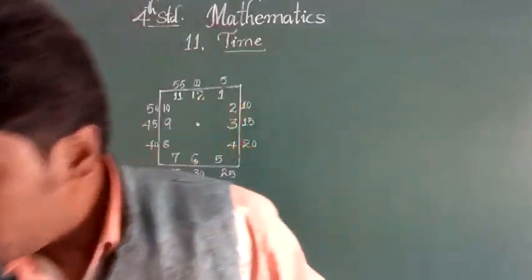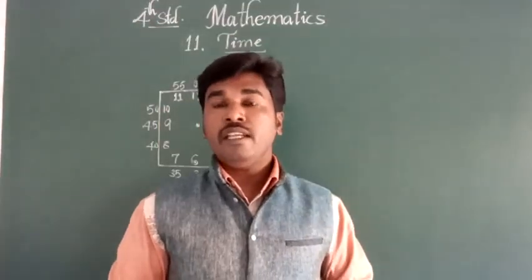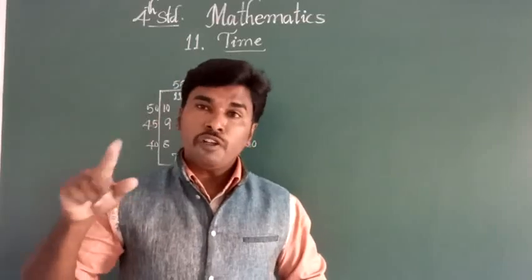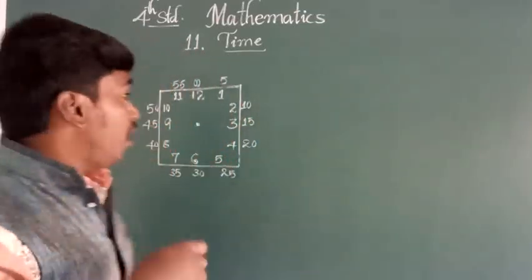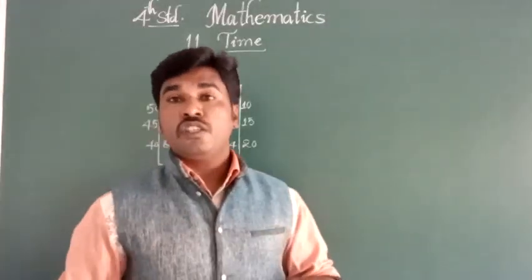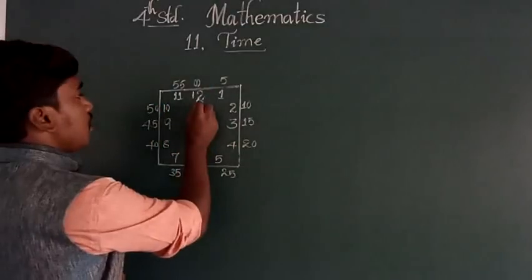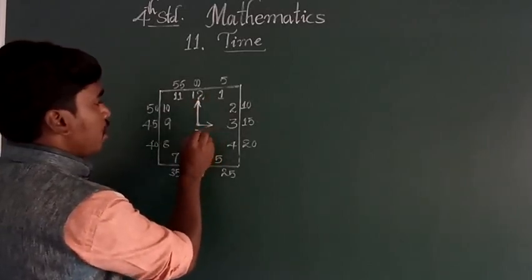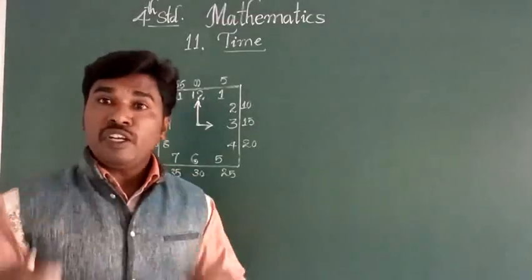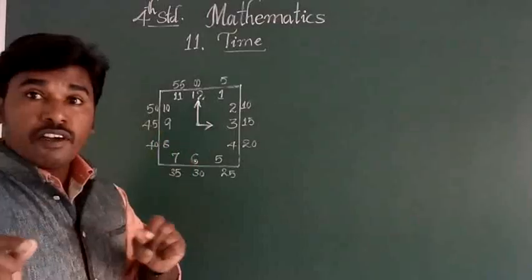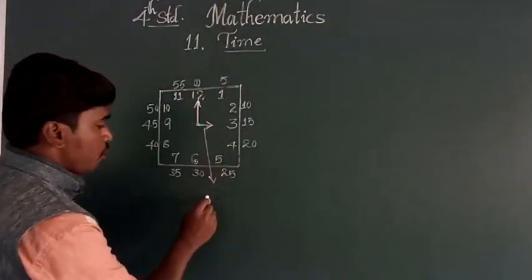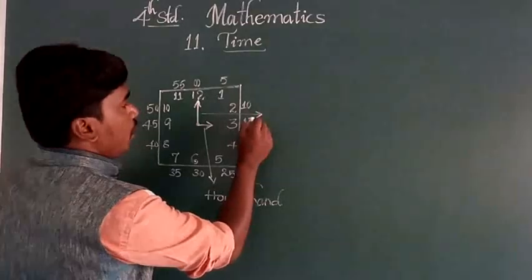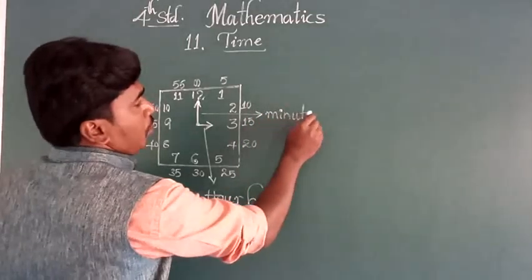Here, in a 12 hour clock, there will be three hands in the clock. One is the second hand. The second hand is always rotating continuously. The larger hand is called the minute hand, whereas the shorter hand is called the hour hand. So this is the hour hand, and the larger one is called the minute hand.